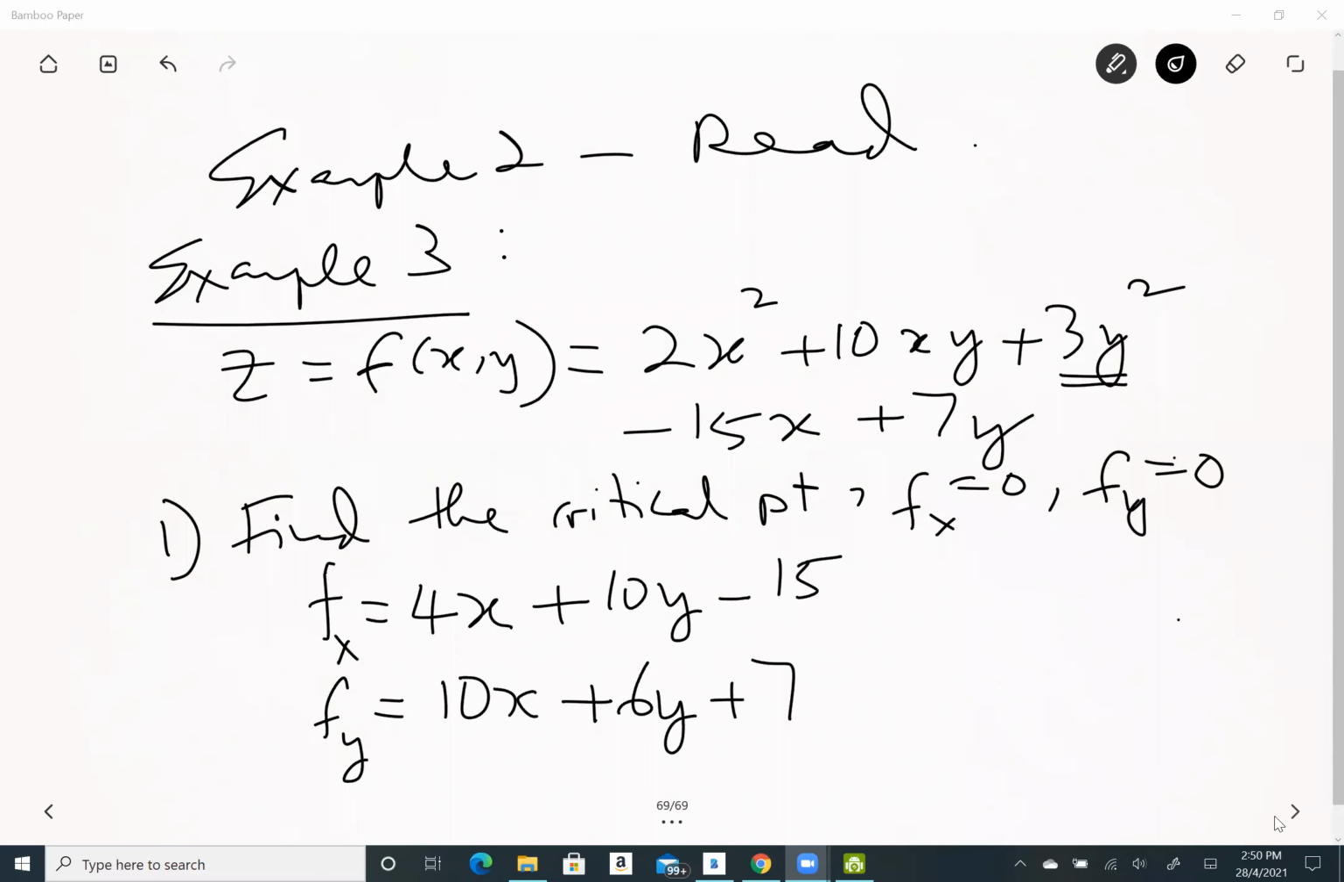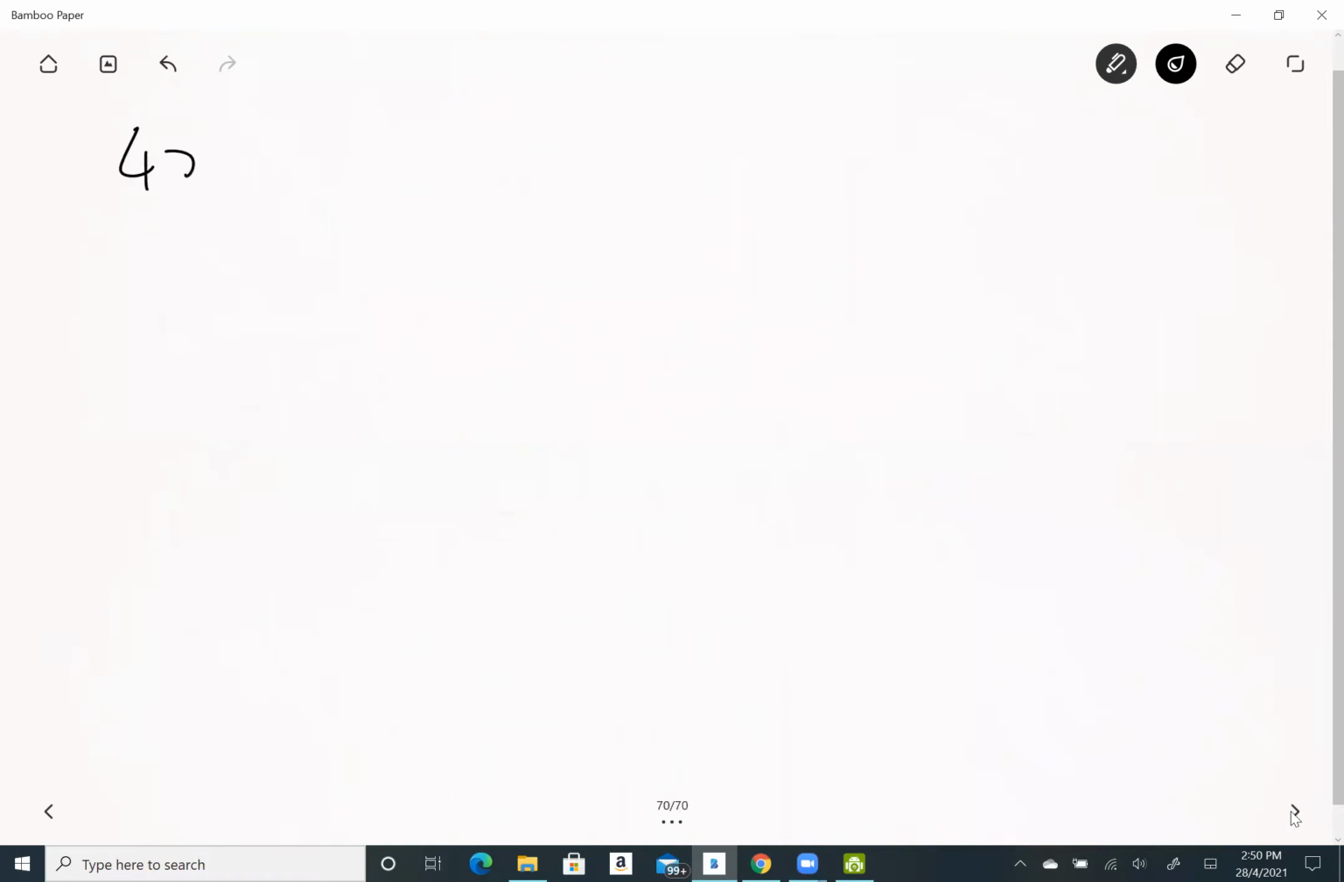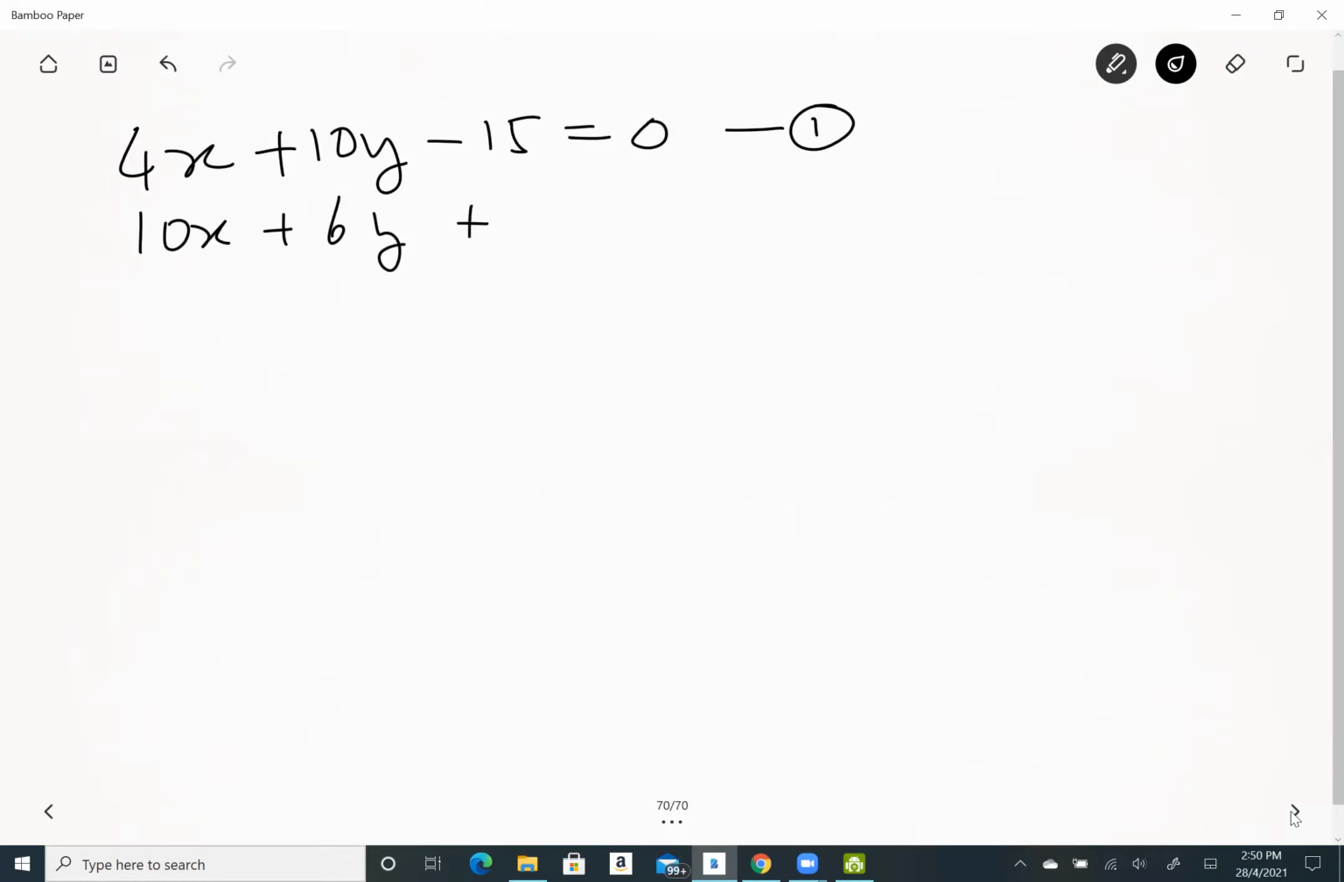Alright. So that is the first partial. Now you set that to 0. I have 4x plus 10y minus 15 equal to 0. Call it number 1. And then I have 10x plus 6y plus 7 equal to 0. That is number 2. So you solve. This is a system of linear equations.